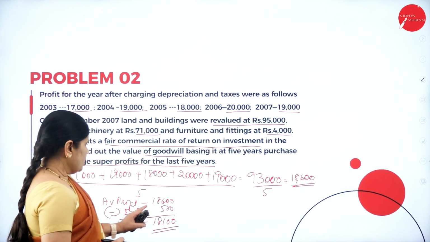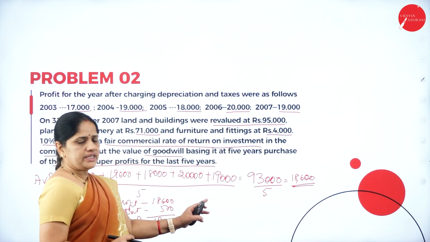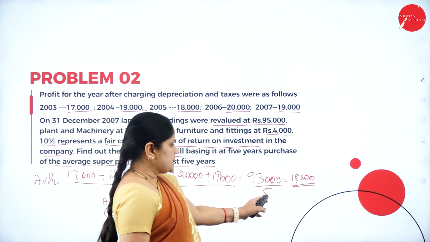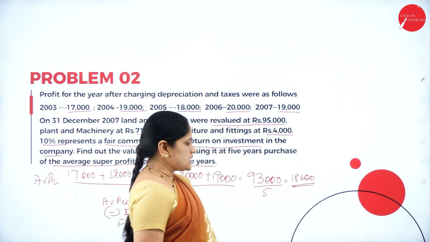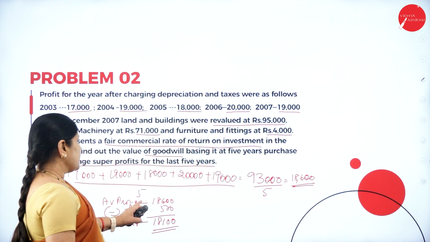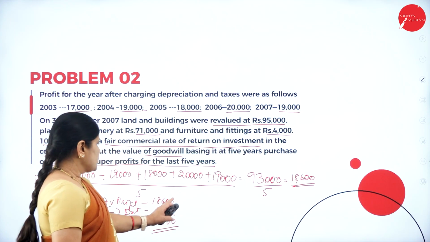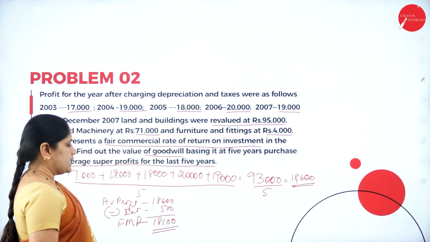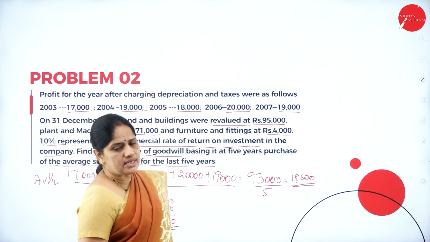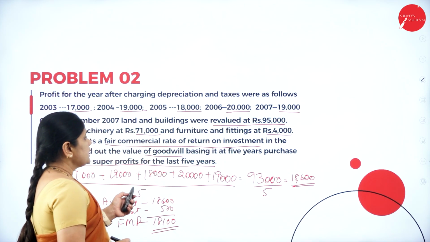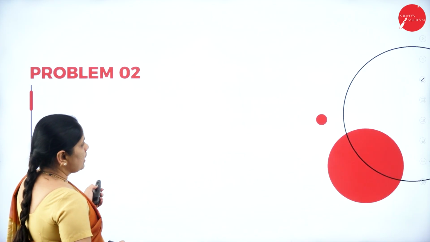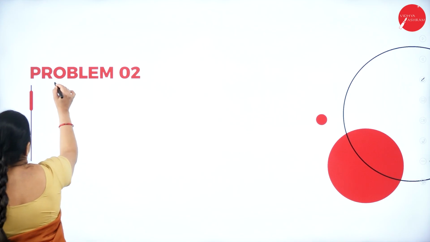18,100. So, we have the average profit here, profit for the past 5 years divided by 5, 18,600. So, from that you deduct the interest. So, when you deduct the interest, we get the FMP as 18,100. Now, the next step is calculation of capital employed.